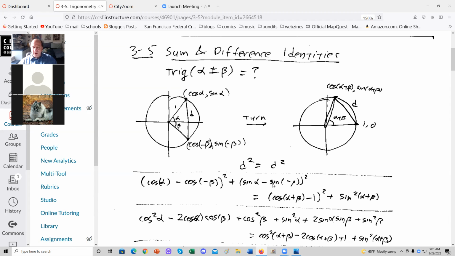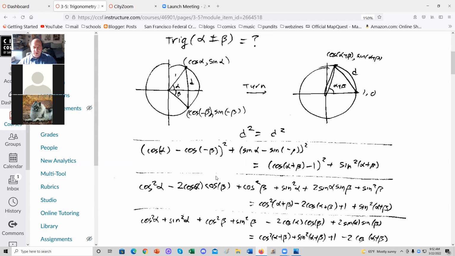Sine alpha minus sine of negative beta all squared. Here, we take a sum of squares of differences: cos alpha plus beta minus 1 all squared plus sine alpha plus beta, that squared. Now then, there are a couple of things we do.